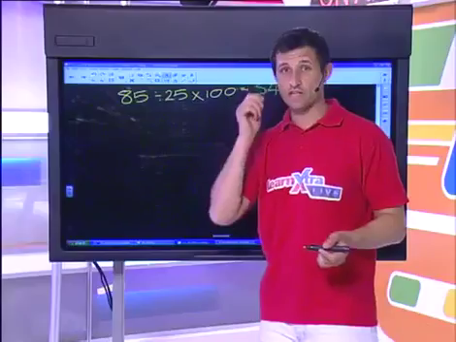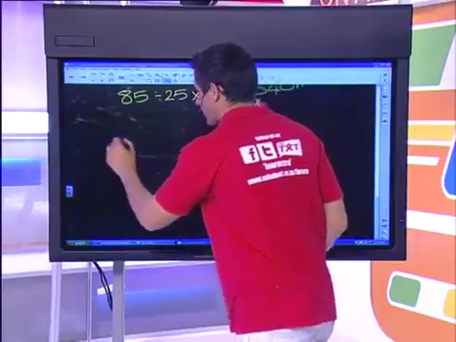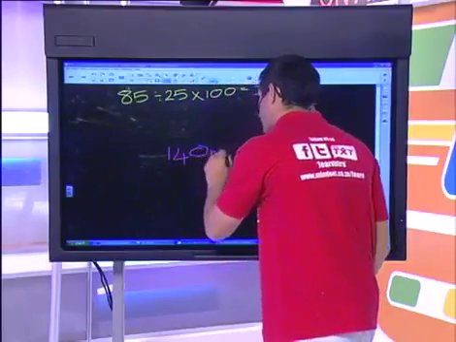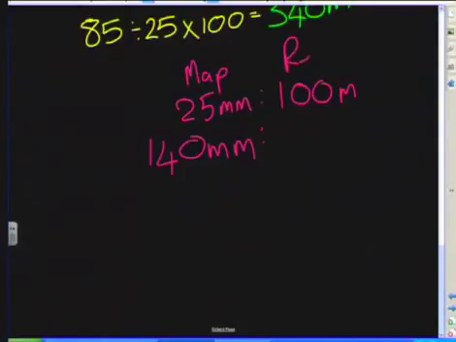Okay, now we're going to change 140 millimeters, and we're going to see if you guys can do the scaling yourself. So I want to change 140 millimeters. So I start out with 140 millimeters. There's my two ratios. Remember that you write them together. So 25 millimeters changes to 100 meters in real life. So there's my map sizes. There's my real sizes. Now remember that moving up and down is divide.